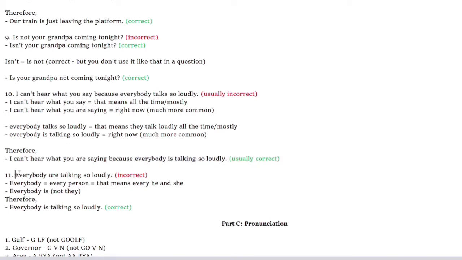Okay. Everybody are talking so loudly. Number 11 is not correct. Everybody is what? Every person. Every he and she. So it's every he and she, therefore it's is. It's not they. Everybody is not they. Everybody is every he and she, every person. So is applies to it. Everybody is talking so loudly. That's that for part B.